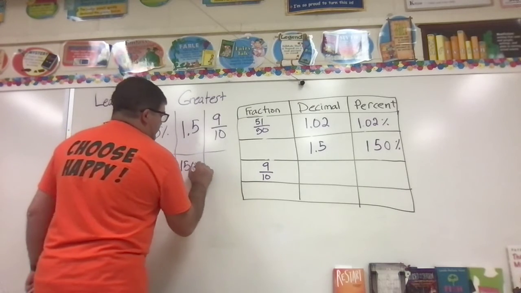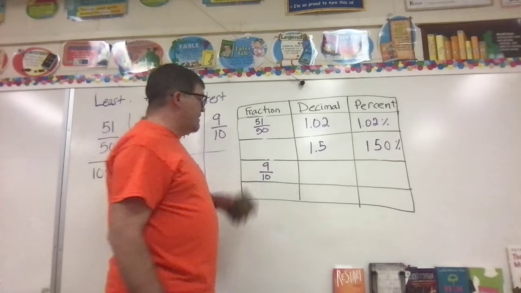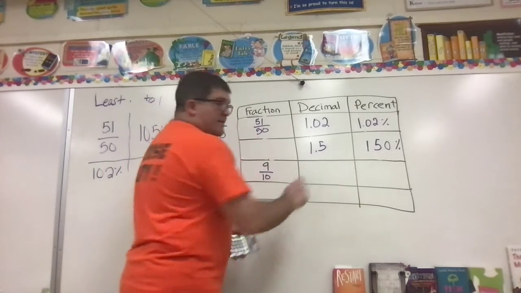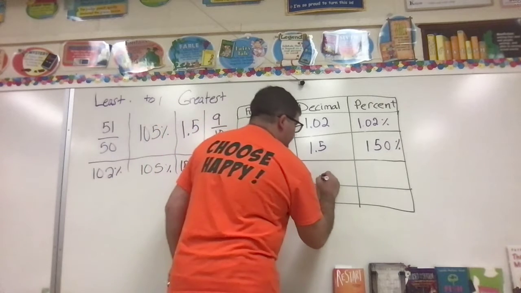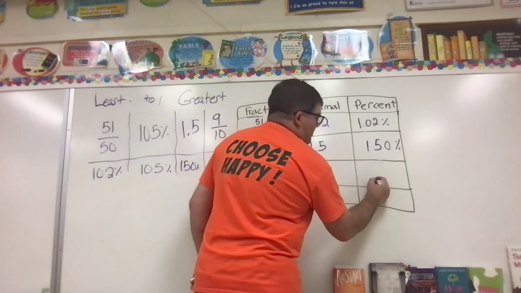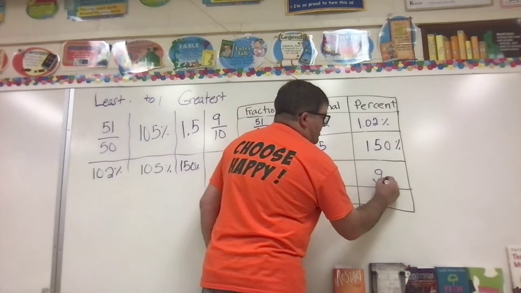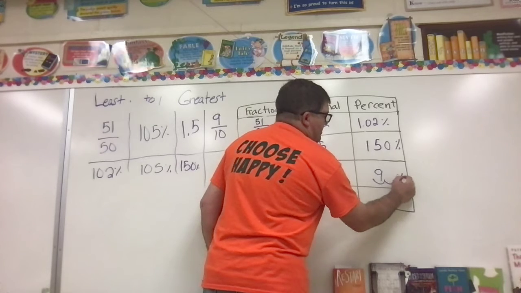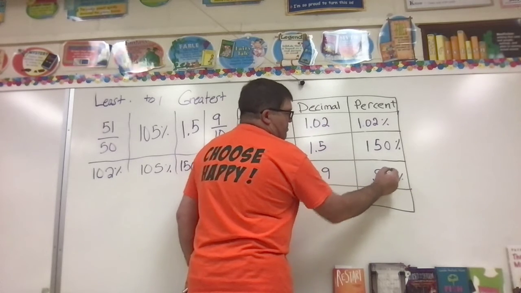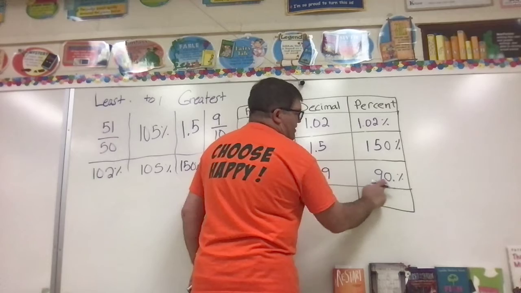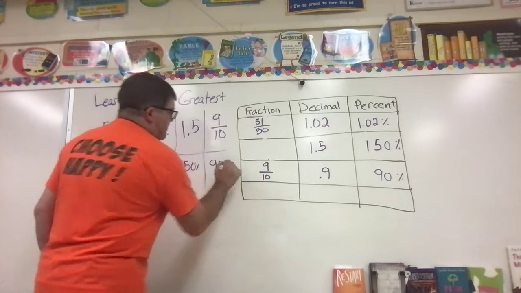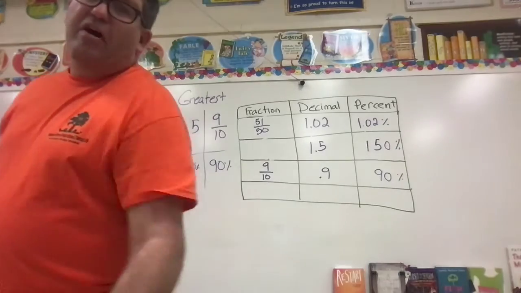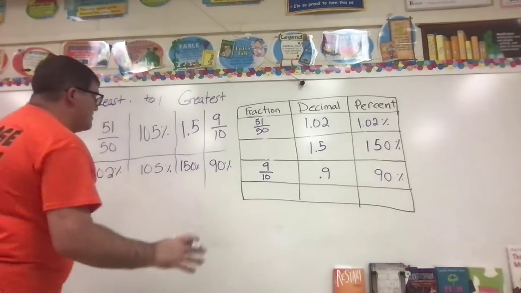Ooh, that's a lot. Now 9/10, I have to take 9/10 to decimal. 9 divided by 10 equals 0.9. Then I put my 0.9 here. 1, 2. There's nothing here, so I have to put the 0 there. And that's 90%. Now, I just look at all my percentages, and I go least to greatest.